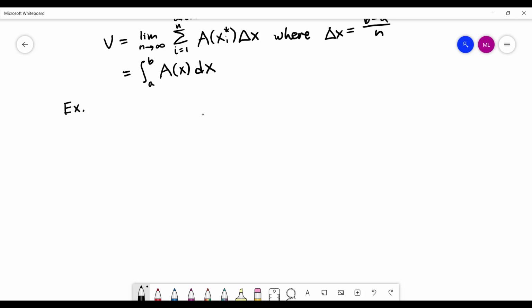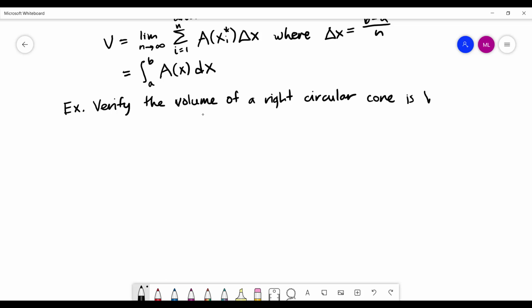So I want to verify the area, I said area, I meant volume. Verify that the volume of a right circular cone is V equals, hopefully you remember this, or at least once I write it, one third pi r squared h. So basically it's one third of the volume of a cylinder that would take up that same space.